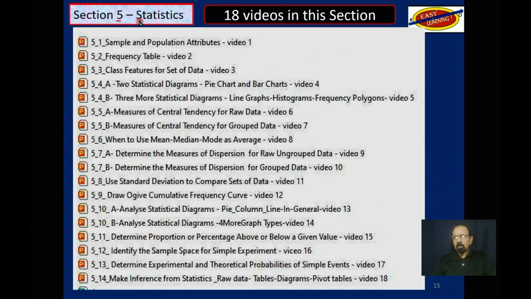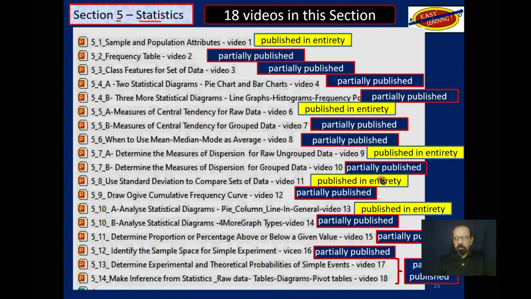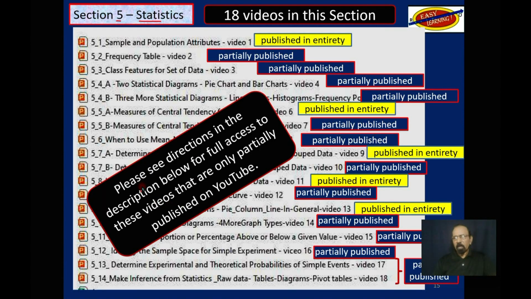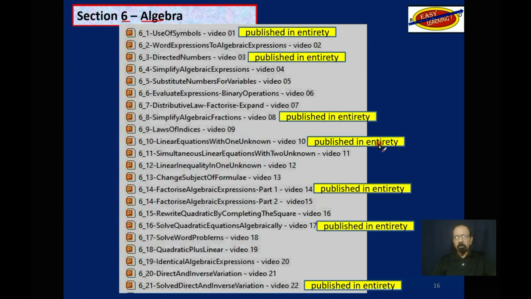Section 5, Statistics, same principle. A number of these videos have been published on YouTube in their entirety, the others partially. Again, please see directions in the description below for full access to these videos that are only partially published on YouTube. Section 6, Algebra, same principle.